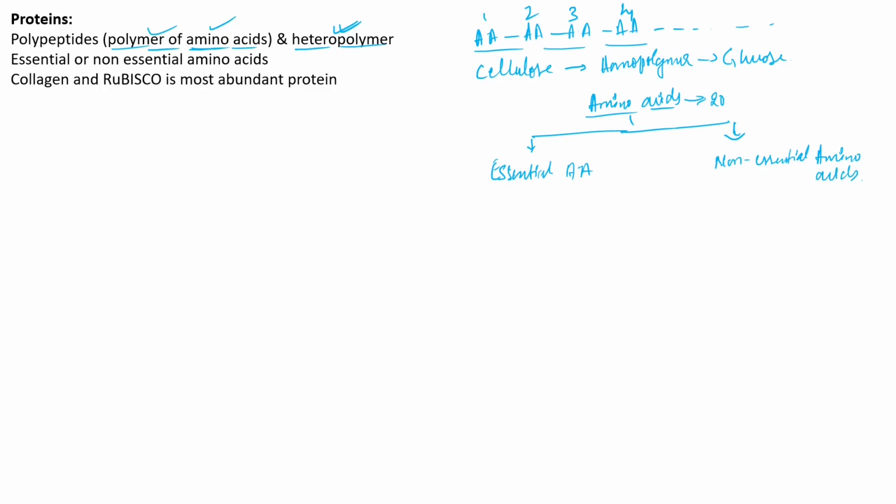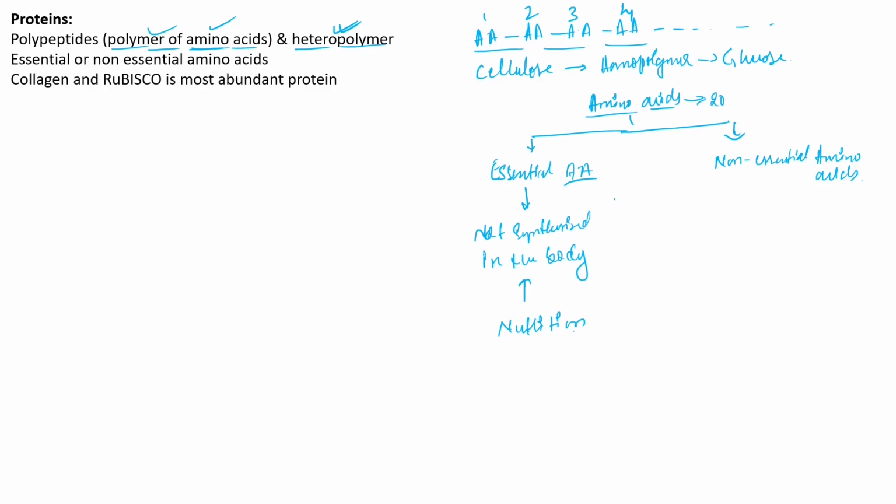Now, as I mentioned, this classification is mainly based upon whether the body can synthesize them or not, right? So essential amino acids are the amino acids that are not produced or synthesized in the body. Hence they are called essential amino acids. And the only way to obtain them into our body is through nutrition, that is through diet. Whatever food we eat, that is the only way through which we can obtain these essential amino acids.